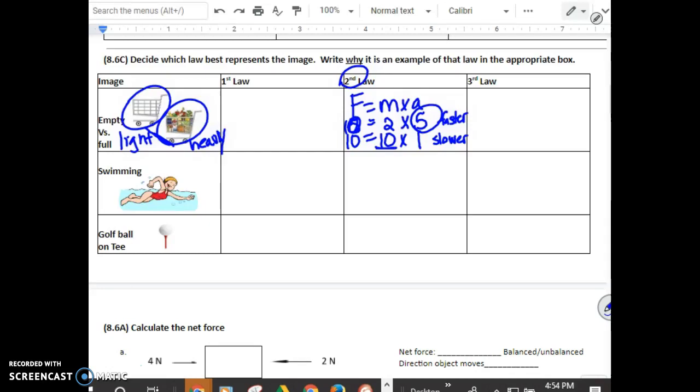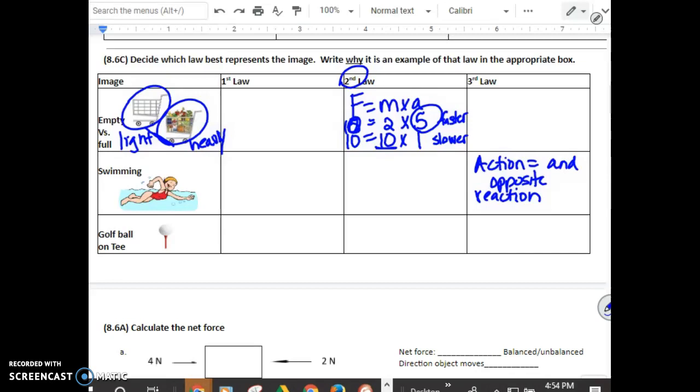All right, next one, swimming. So the motion of swimming is that you push backwards against the water and you move forward. So that is going to be my third law, which is for every action, you have an equal and opposite reaction. So you push backwards to move forwards.